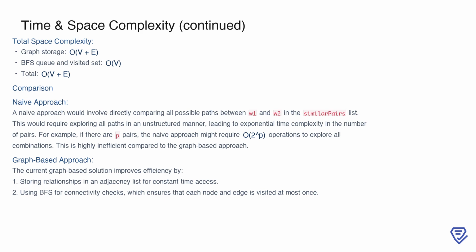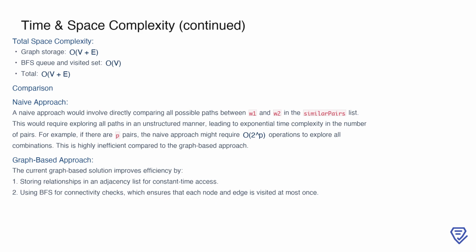Now, summarizing the total space complexity, we see that the adjacency list requires V plus E space, while the BFS queue and the visited set require an additional V. This results in a total space complexity of V plus E. Comparing this graph-based approach to a naive method highlights the efficiency of the current solution. A naive approach would involve directly comparing all possible paths between W1 and W2 in the similar pairs list. This could require exploring all combinations of paths, resulting in an exponential time complexity of 2 to the power of p for p pairs, which is highly inefficient.